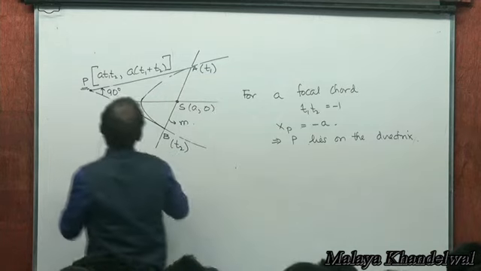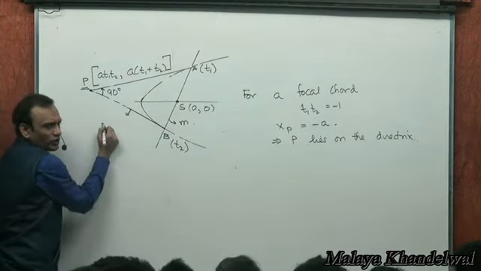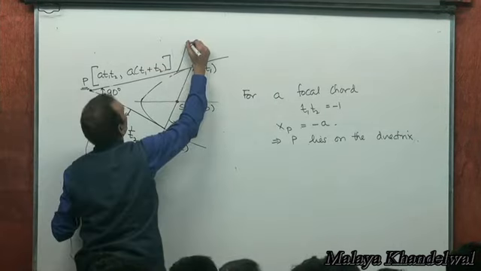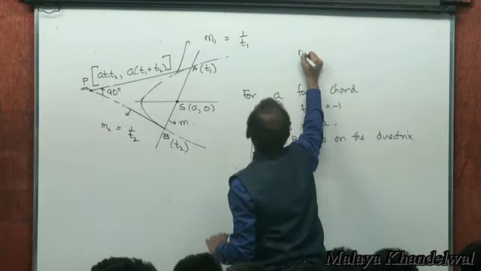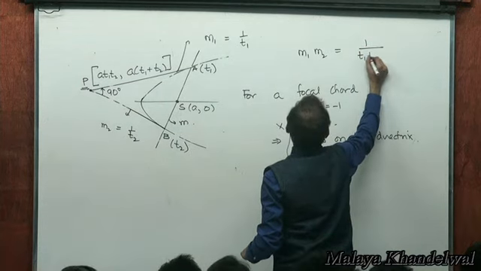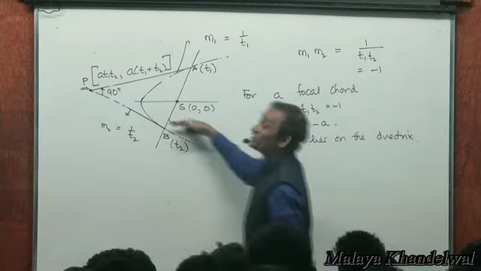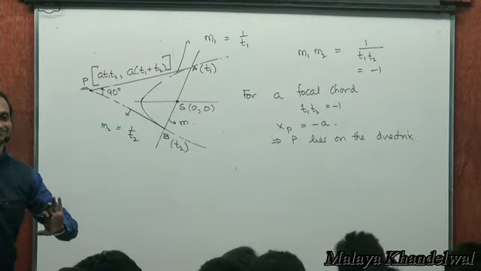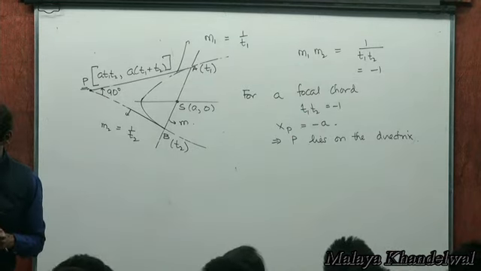And again you can check: the slope of the tangent drawn at t2 would be what? 1 by t2. Slope of the tangent drawn at t1 would be what? 1 by t1. Now the product of the slopes m1 m2 would be 1 by t1 t2, which is going to be minus 1 because t1 t2 is minus 1. That means the two tangents are perpendicular to each other, and that they intersect on the directrix.